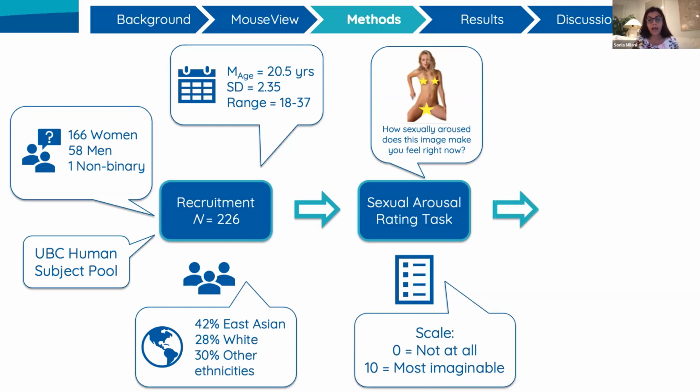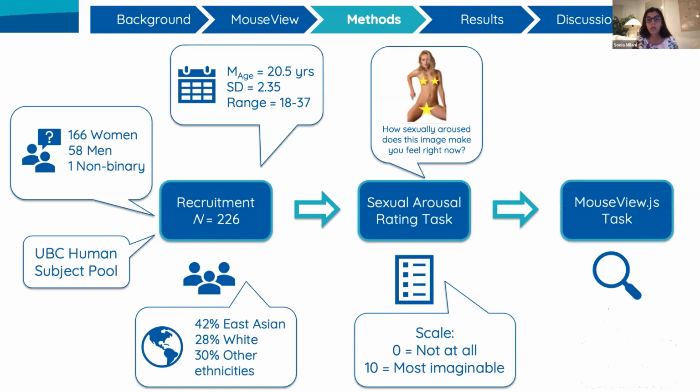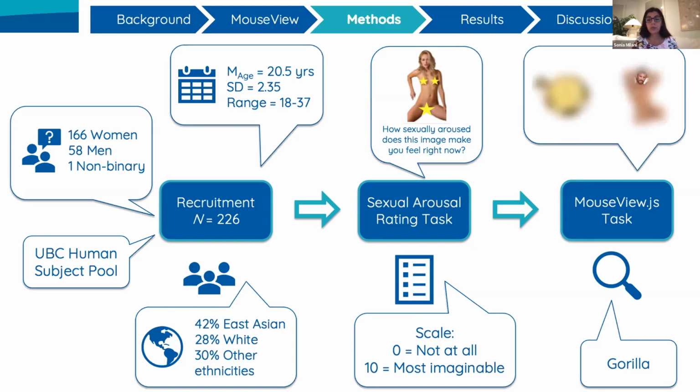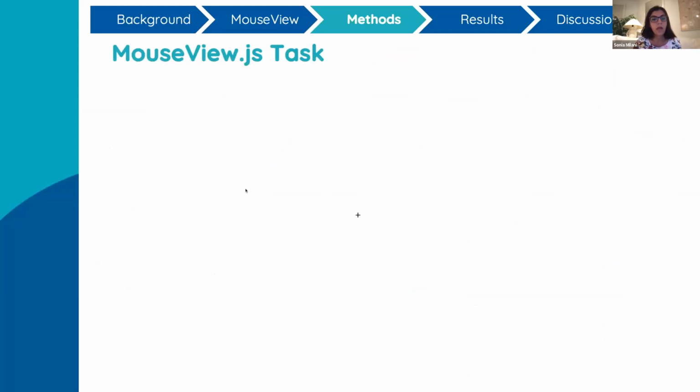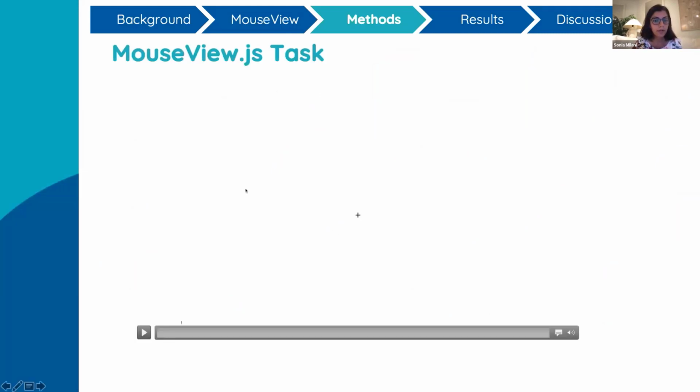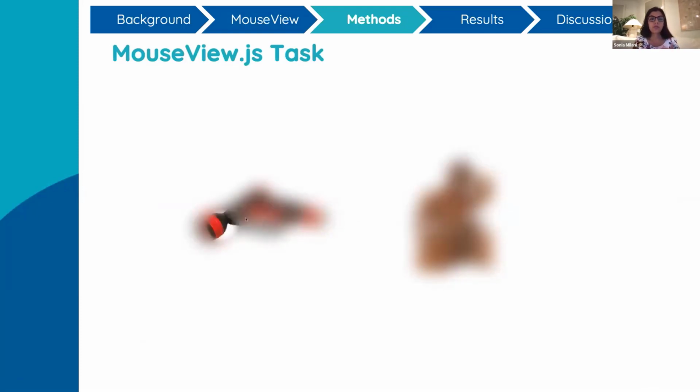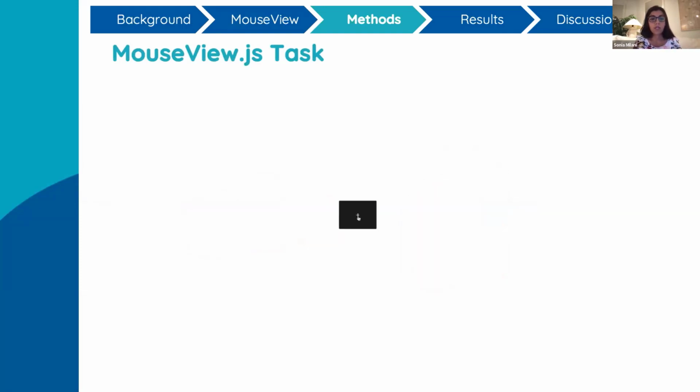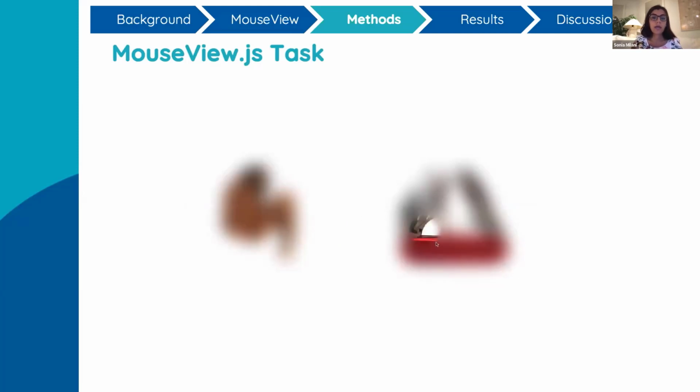After the sexual arousal rating task, participants completed the mouse viewing task. We used Gorilla as the experimental platform. In each trial, we presented participants with 2 images, one sexual image of either the male or female model that was paired with one neutral image depicting a random object. Participants used their mouse to move the aperture, which is the clear circle, to view the images. And here is a quick demo that I hope works. So each trial started with a central fixation cross. Once participants click that, they got to view the 2 images as they wish, and each trial lasted 8 seconds.